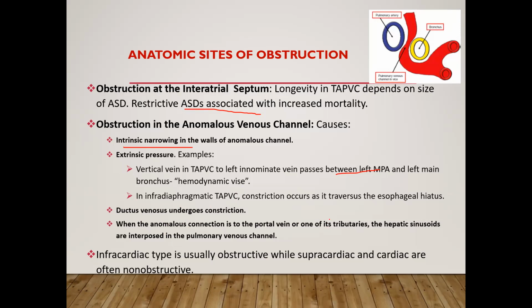When the anomalous connection is to the portal vein or one of its tributaries, hepatic sinusoids are interposed between the pulmonary veins and the heart. Infracardiac type is usually obstructive, while supracardiac is often non-obstructive. This is one of the classifications which I have discussed.